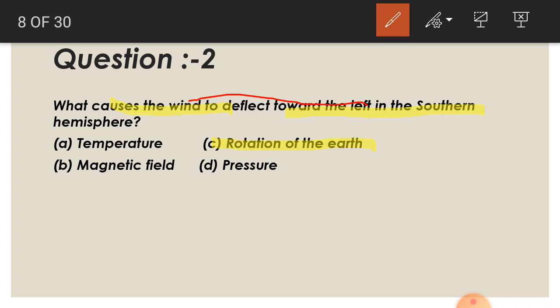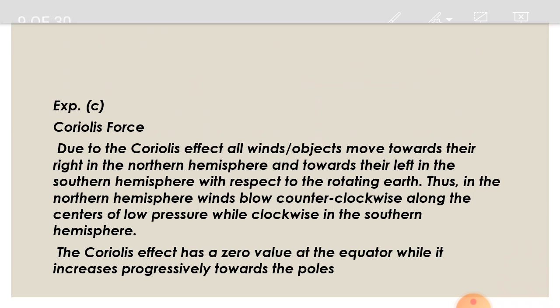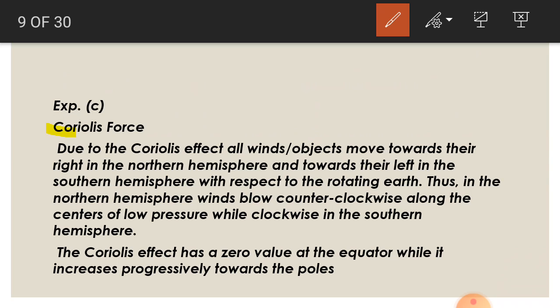Because of the earth's rotation, we know a force which is known as the Coriolis force. This is given in our basic NCERTs. In the basic textbook it is given that due to the Coriolis effect, all the winds or the objects move towards their right in the northern hemisphere and towards the left in the southern hemisphere, with respect to the rotation of the earth. So because of the rotation of the earth on its axis, there is a force known as Coriolis force.